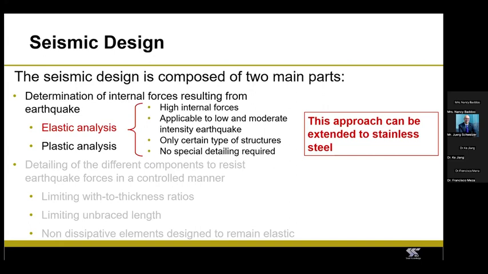Now, because the structure is designed to remain elastic, this method doesn't require any special detailing of the structural components, which means that this design approach might not be the most efficient one. The good thing about this approach is that it should be possible to extend it to the design of stainless steel structures, and in fact, we expect that this is going to be the case in the next version of the seismic design code.